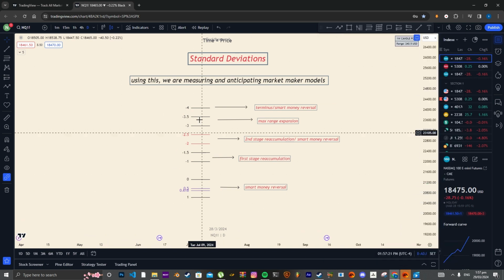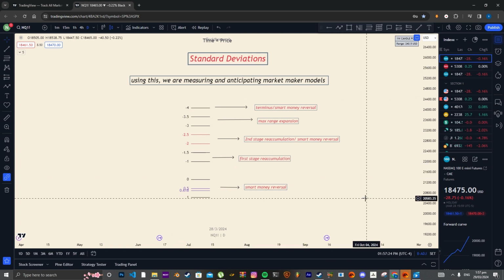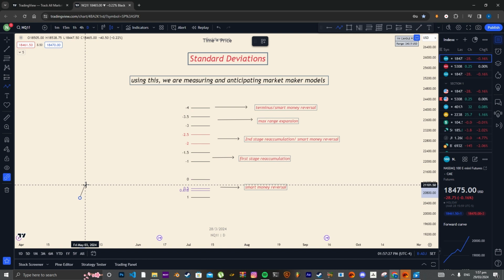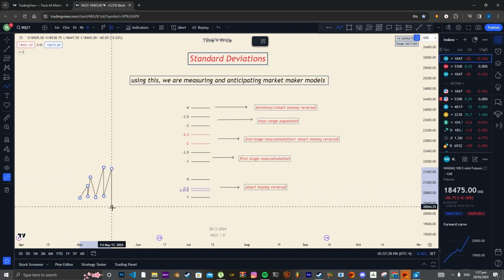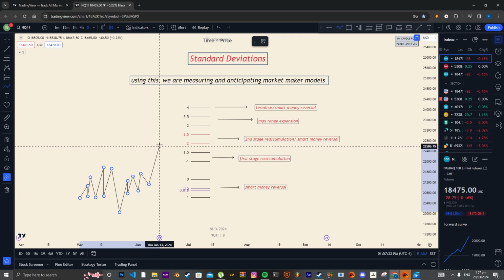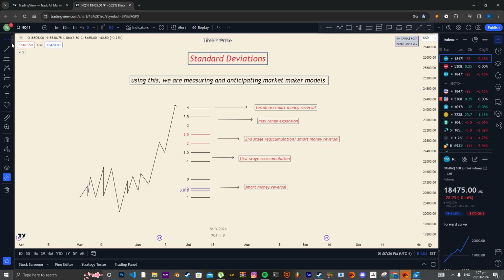So we'll go over what these phases mean. Let's say we're in a market maker model, and our draw on liquidity is right here. Sorry, this is a pretty rough drawing, but just keep that in mind. When you cast out your deviations, whether using manipulation, breaker, or distribution, the area between the 0 to 1 and the OTE levels is going to be your smart money reversal, your low risk buy. This is where you'll be able to find entries at the start of the market maker model and use it to target liquidity on the opposing end of the range.